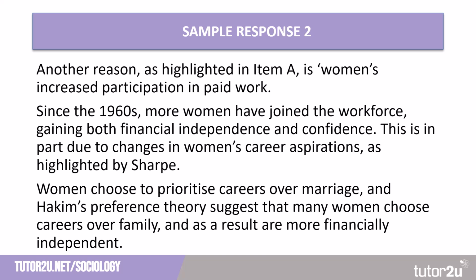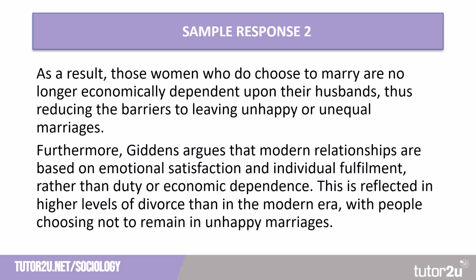What the student hasn't done so far, though, is link this to changes in the divorce rate, and that's what we would be expecting to see in the remainder of this paragraph. They've talked about career aspirations, and they've talked about how it has led to financial independence, but they've not yet linked it to divorce. As a result, those women who do choose to marry are no longer economically dependent upon their husbands, thus reducing the barriers to leaving unhappy or unequal marriages. So here is our link to divorce.